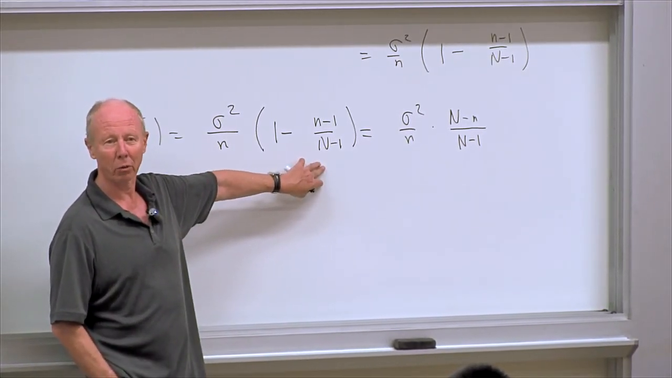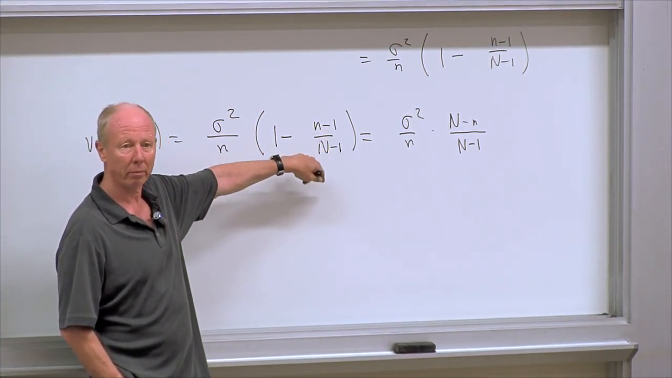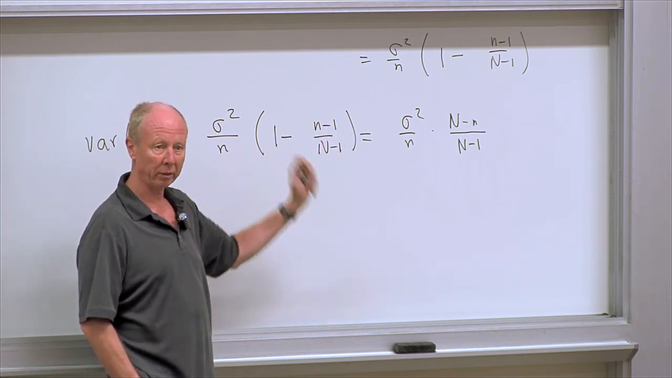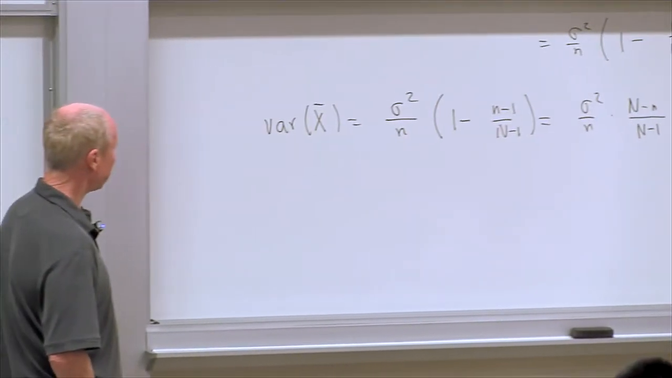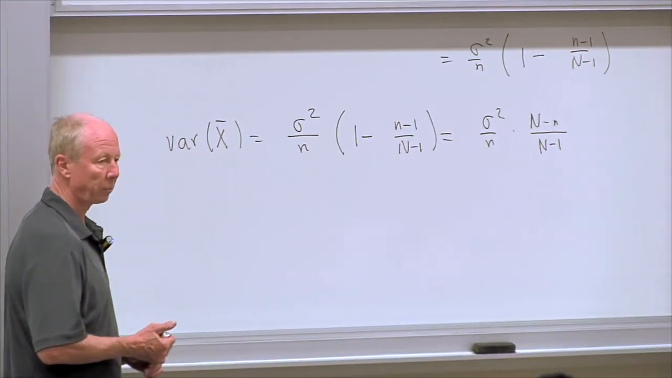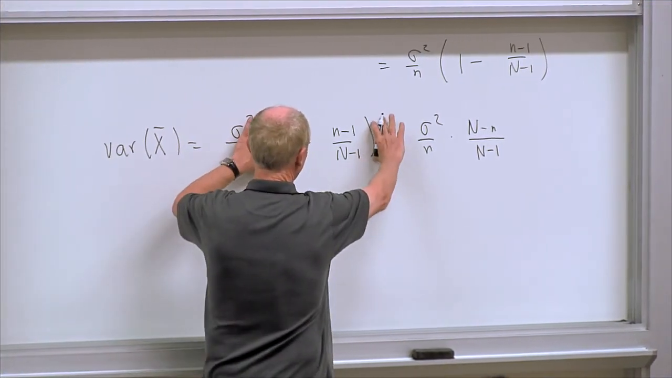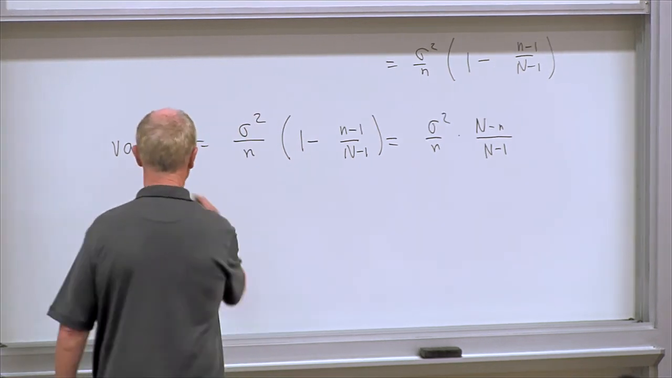So a lot of times you could ignore this if this fraction is really small. Okay. But sometimes this fraction isn't all that small, and you have to put it in. Okay? So that's the variance of x bar. When you say the fraction is small, you mean the fraction is close to 1. So this number would be close to 1. Oh, that fraction is small. That number is close to 1. Okay.